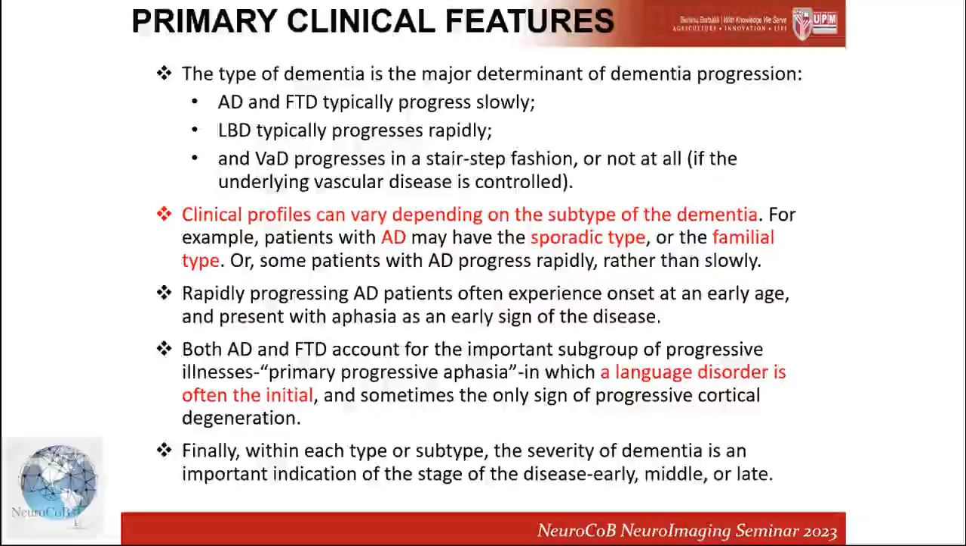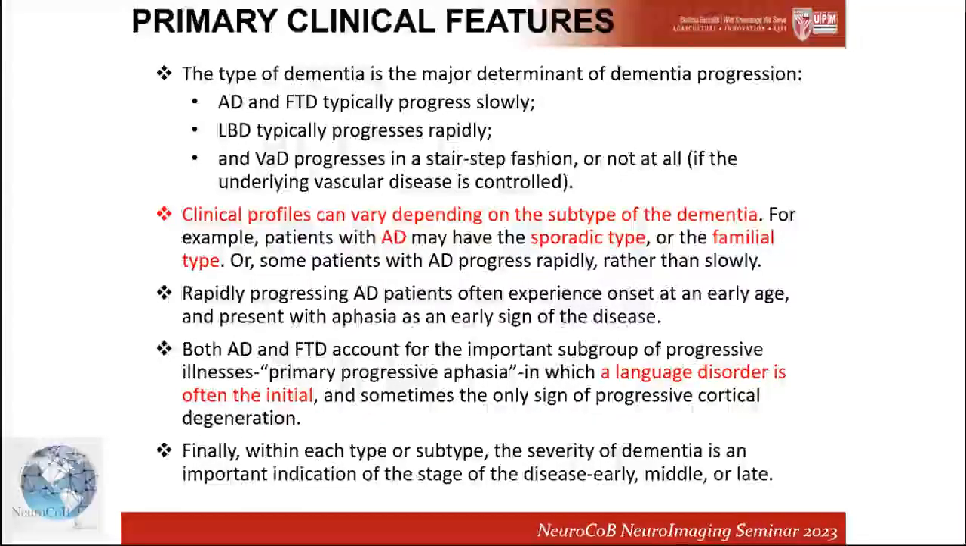Okay, so Alzheimer and frontotemporal dementia typically progress slowly. Lewy body typically progresses rapidly, and also vascular dementia progresses in a stair-step fashion, and not at all if the underlying vascular disease is controlled. So clinical profiles can vary depending on the subtype of the dementia, such as in Alzheimer's disease, we have sporadic type, we have familial type. Okay? Rapidly progressing Alzheimer's patients often experience onset at an early age, and present with aphasia as an early sign of the disease.